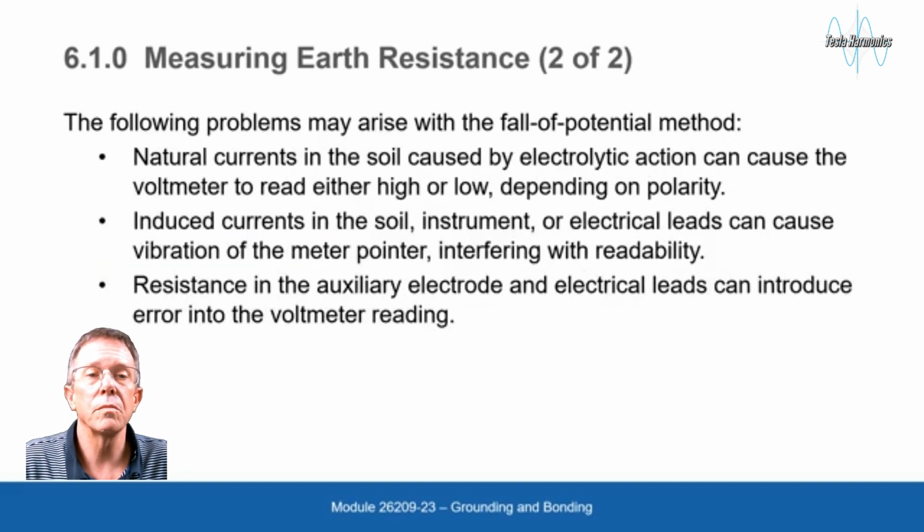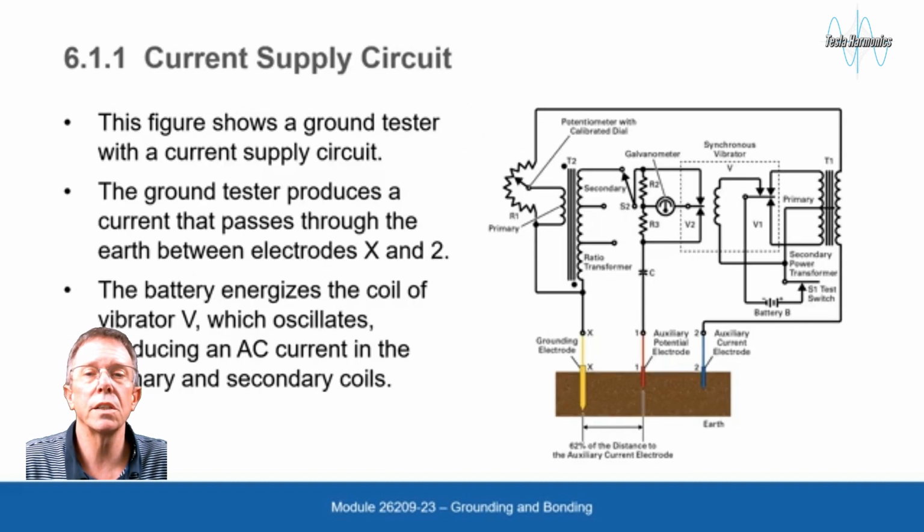The following problems may arise with the fall of potential method. Natural currents in the soil caused by electrolytic action can cause the voltmeter to read either high or low depending on polarity. Induced currents in the soil, instrument, or electrical leads can cause vibration of the meter pointer, interfering with readability. Resistance in the auxiliary electrode and electrical leads can introduce error into the voltmeter reading.